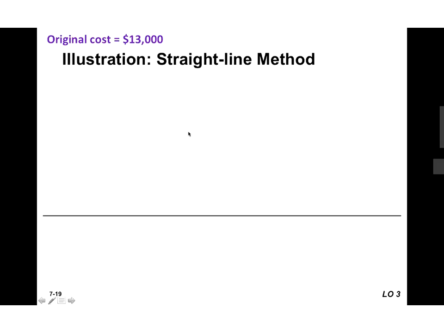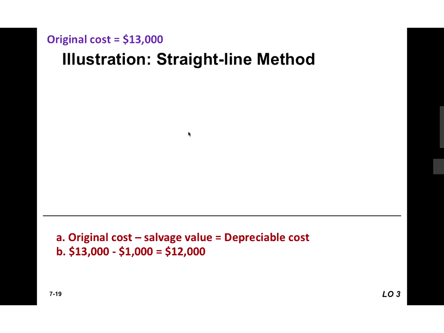On this slide down at the bottom, I'm going to start by putting our basic facts. The first one is just a formula. Original cost less residual value or salvage value gives us depreciable cost. Applying the numbers, that's $13,000 original cost less the residual value gives us depreciable cost. Residual value and salvage value are interchangeable. The terms mean the same thing.